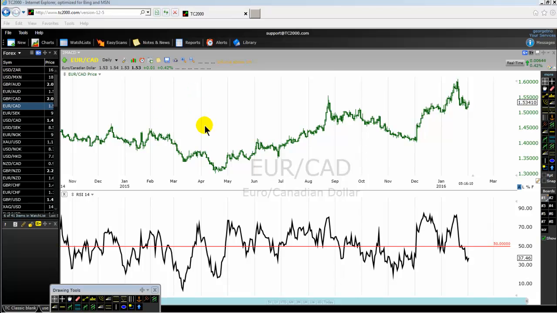What is the ultimate role of the RSI indicator?